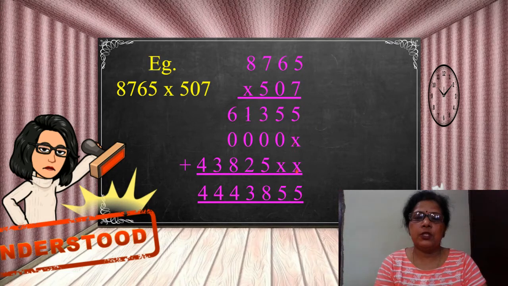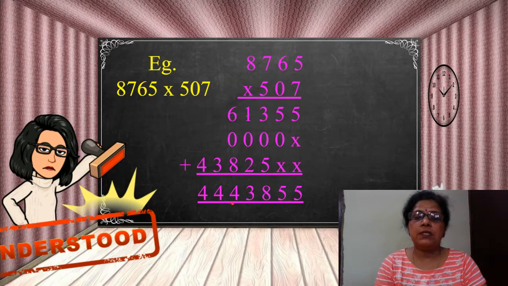5 plus 0 plus 0, 5. 5 plus 0 plus 0, 5. 3 plus 0 plus 5, 8. 1 plus 0 plus 2, 3. 6 plus 0 plus 8, 14. 1 carry forward. 3 plus 1, 4 and 4. Students, I hope this is clear.